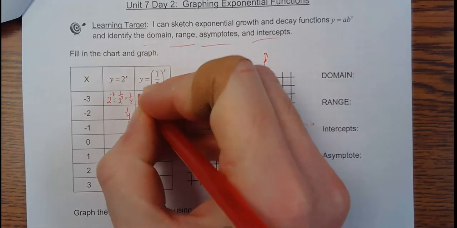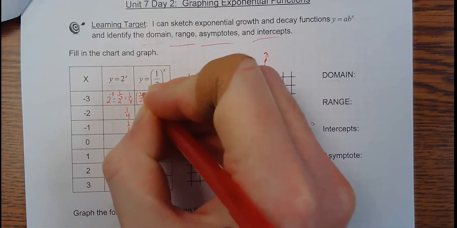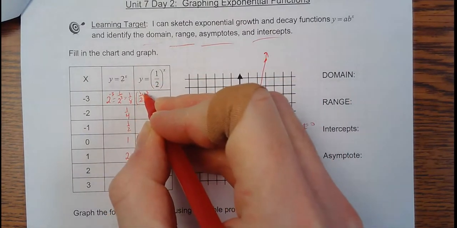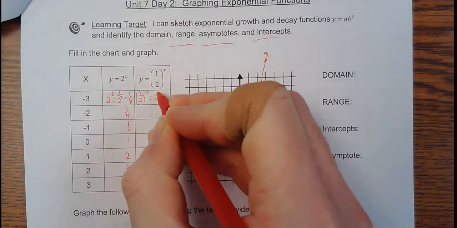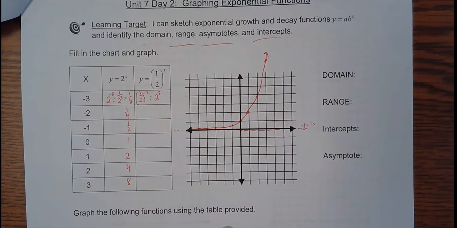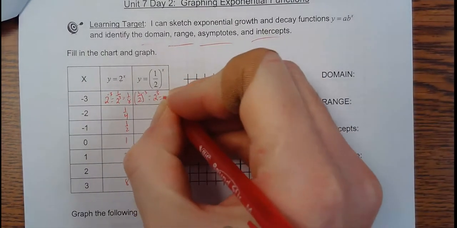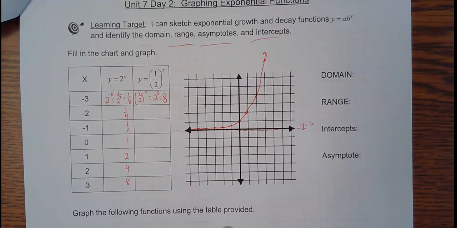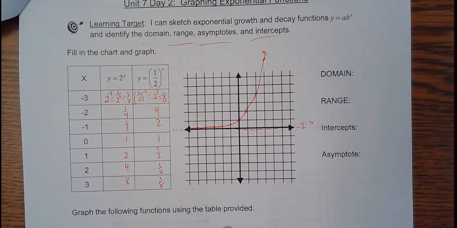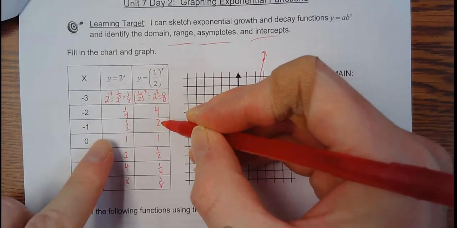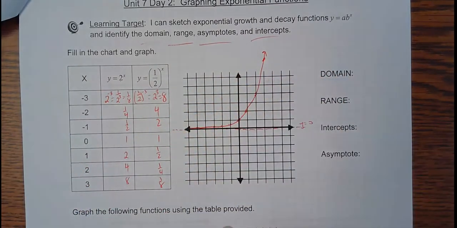Keep in mind, 1 over 2 to the -3 power. To make that a positive, I'd flip this over. This would be 2 to the 3rd power. If I flip it over, the exponent becomes positive. So that's going to be 8. So fill out the rest of that column. If you look, basically it's just the same numbers in opposite order.